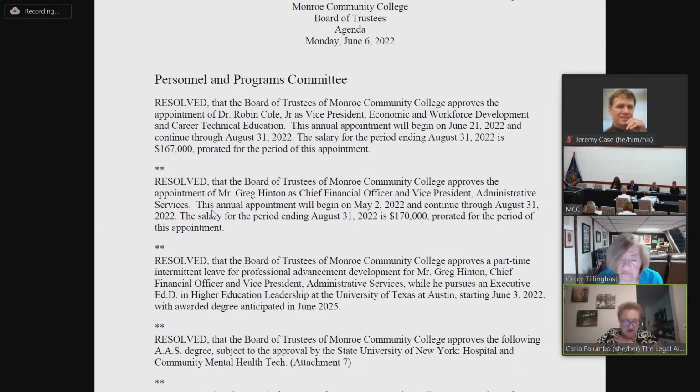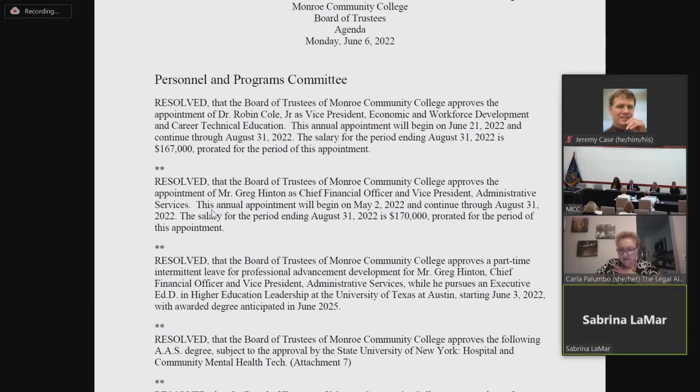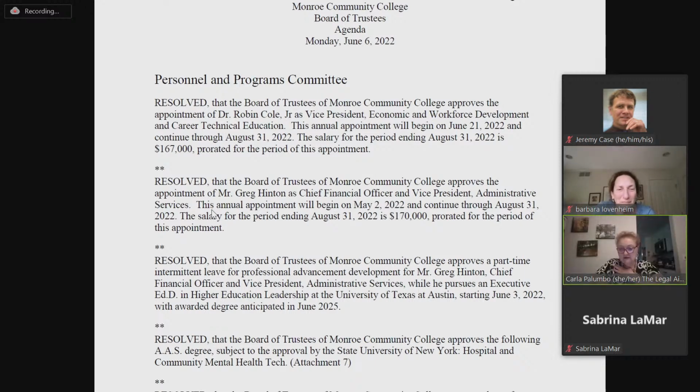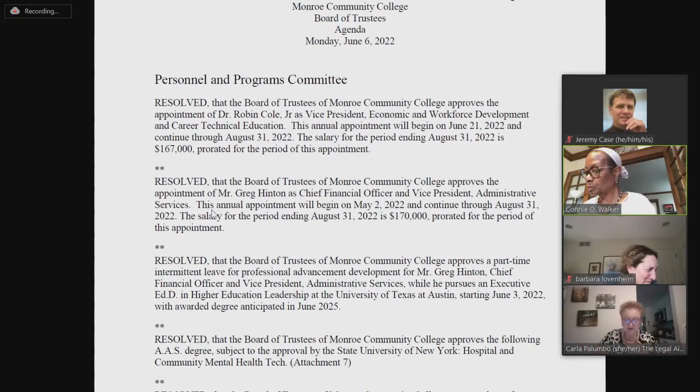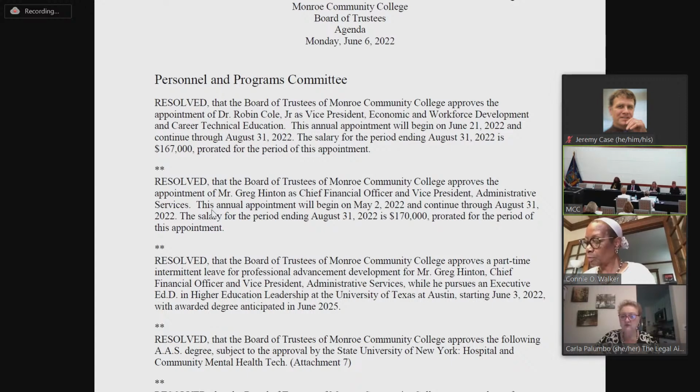Okay, seeing none, I'll call for a roll call vote. Trustees Paula Barlow, Aye. Sabrina Lamar, Aye. Barbara Lovenheim, Aye. Carla Palumbo, I say aye. Grace Tillingast, Aye. Connie Walker, Aye. And Chair Alan Williams, Aye. Any opposed? Seeing none, the motion carries.